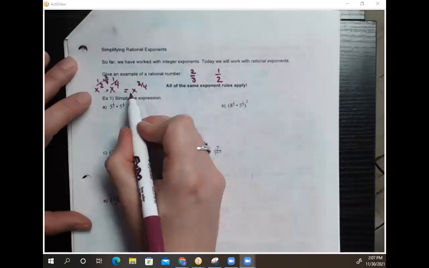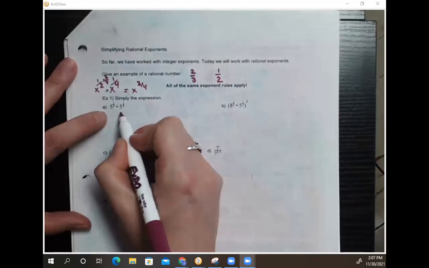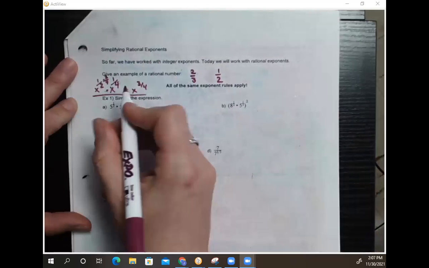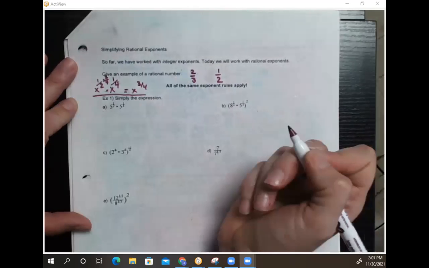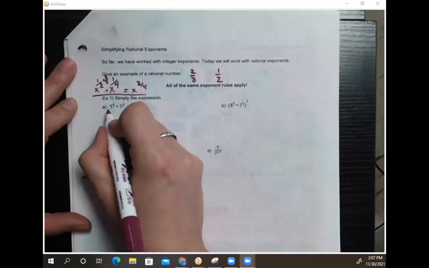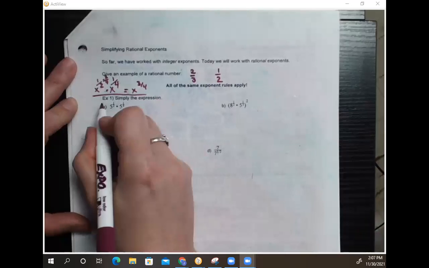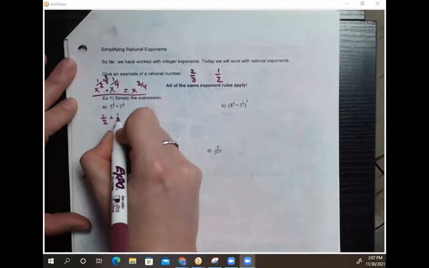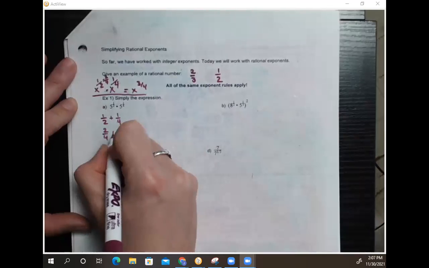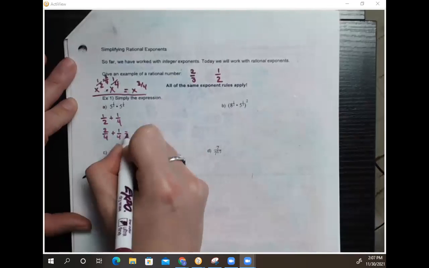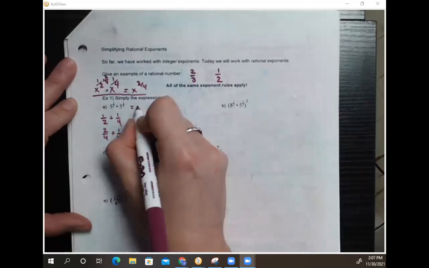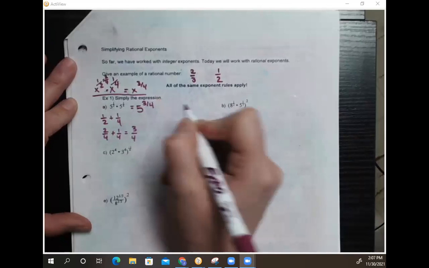Now let's hop back to example A, where I've got 5 to the 1/2 and 5 to the 1/4. I'm going to treat this exactly the same way. I'm just going to add those exponents. I'm multiplying numbers that have the same base. It doesn't matter what that base is. So we're going to add their exponents. So I need to add 1/2 and 1/4. That means I need common denominators. So this would be 2/4 plus 1/4. That would give me 3/4 for my exponent. So this would be 5 to the 3/4 power.